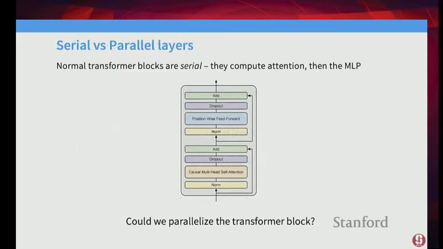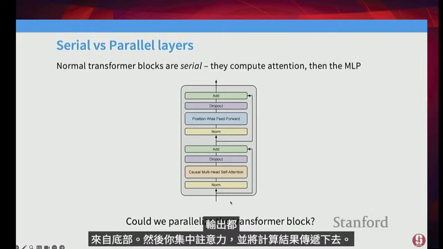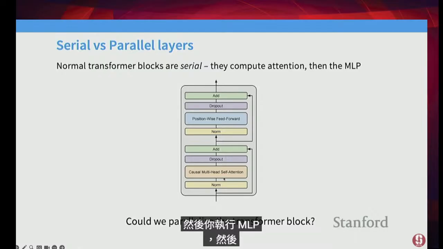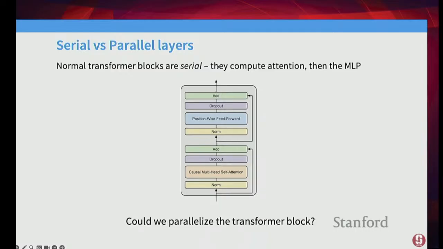Okay. The final thing that I want to talk about for architectures, and this is one final major variation that we've seen. Normally, the transformer block is serial, right? In the sense that, for each block, the inputs come in from the bottom, and then you do your attention, and then you pass the result of that computation forward, and then you do your MLP, and then you pass that computation forward, right? And so this is inherently serial. You do attention and then MLP.